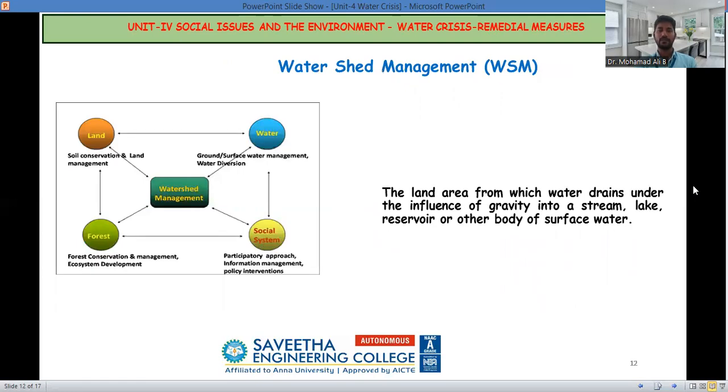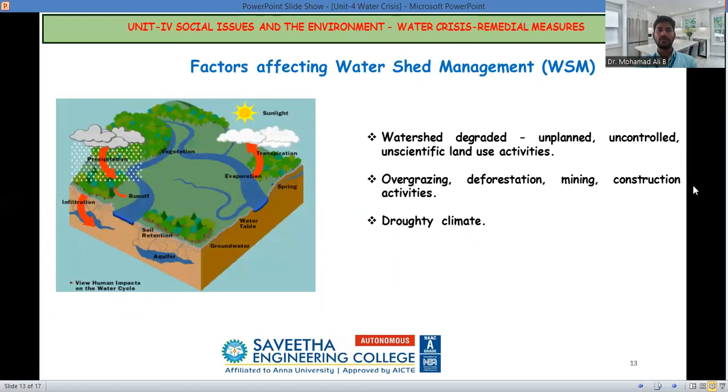The next one is watershed management. So first we have to know what is meant by watershed management. The land area from which water drains under the influence of gravity into a stream, lake, reservoir or other body of surface water is called the watershed. The factors affecting watershed management: watershed degradation, unplanned, uncontrolled, unscientific land use activities, overgrazing, deforestation, mining and construction activities, and finally the climate. So all these factors affect watershed management.